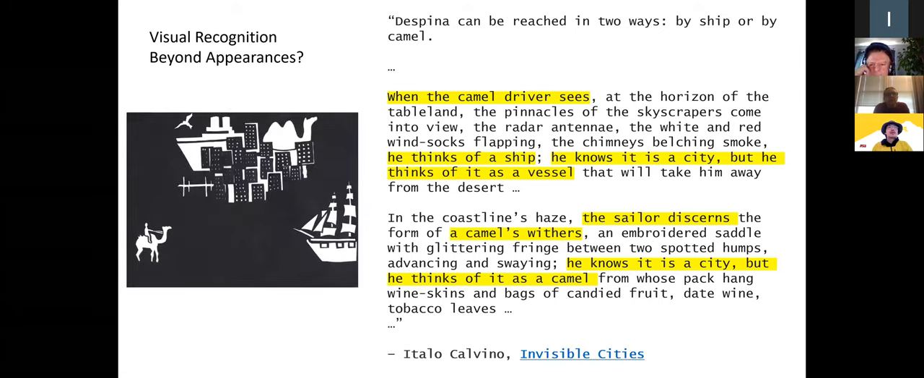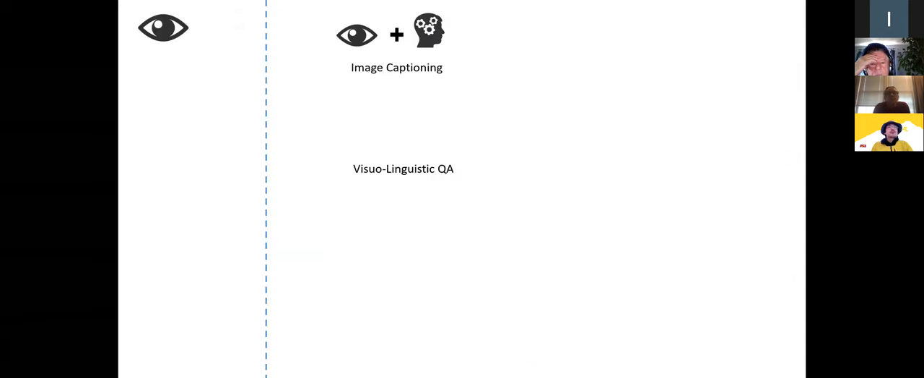The same appearance, but with different kinds of agents, with different prior experience, they discern the same appearance with different interpretations. So this is an example of visual recognition beyond what you see immediately from the appearance. So this is essentially part us from classic vision problems.